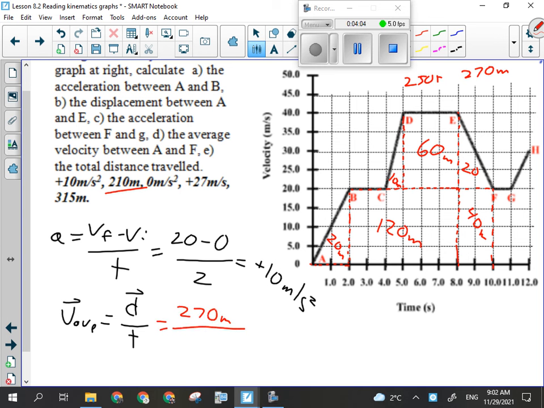Divided by our total time, so the time is from 0 to 10 seconds. So we should get positive 27 meters per second as our average velocity between A and F. Everybody all right with that?